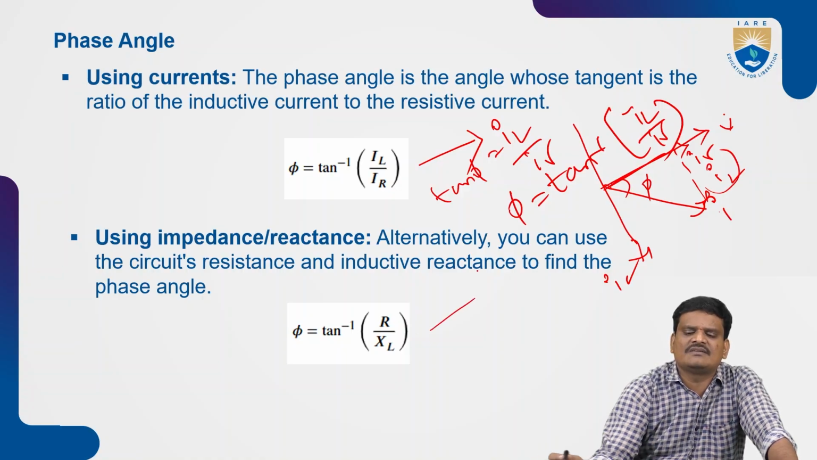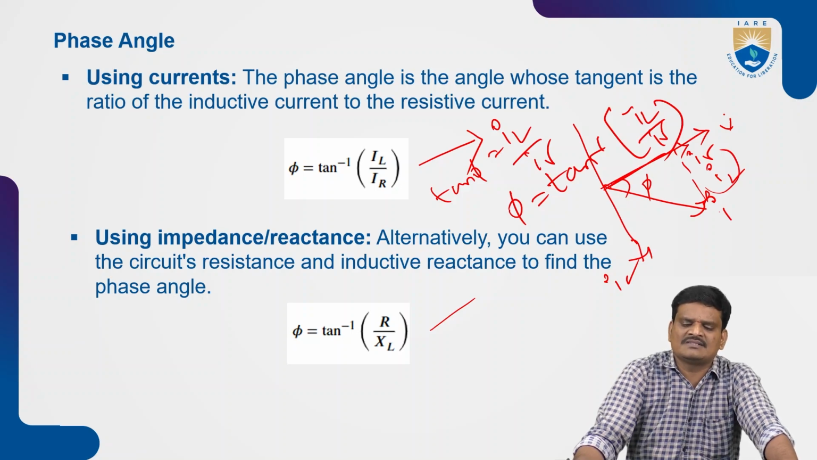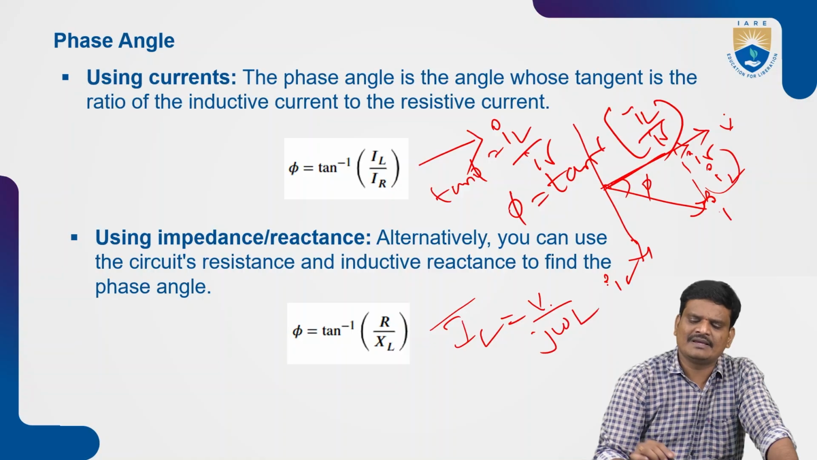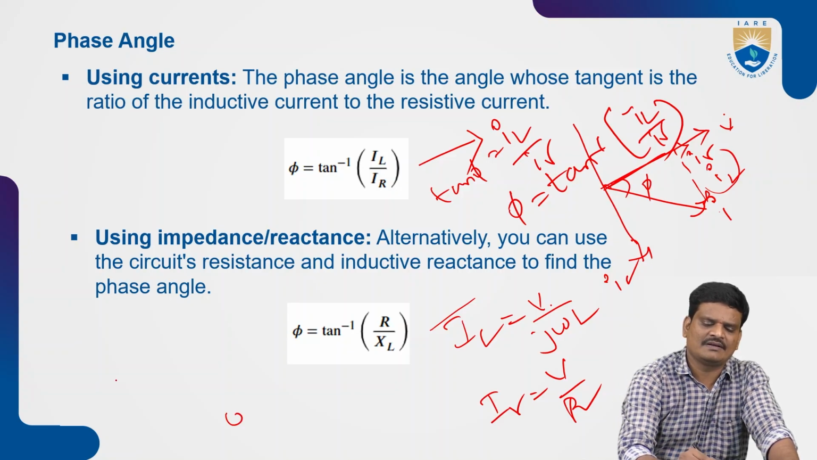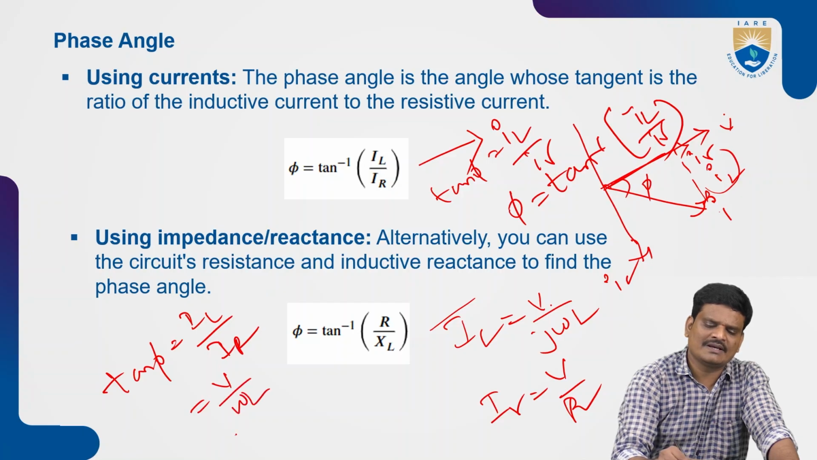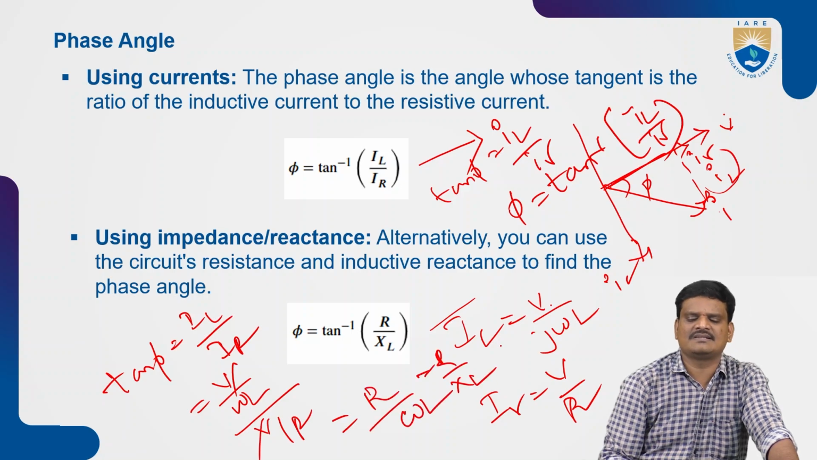And in order to get the same phase angle expression not in terms of currents, but in terms of resistance or reactance, just substitute the value of IL as V by j omega L, and similarly substitute the value of IR as V by R. So by substituting these two parameters, I can get the value of tan phi. Tan phi equal to IL by IR. IL is V by omega L, IR is V by R. V gets cancelled and the expression is R by omega L, where omega L can also be written as XL.